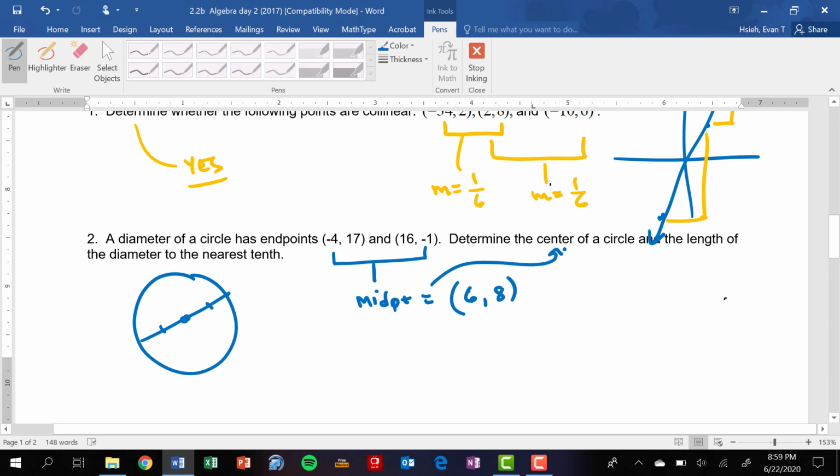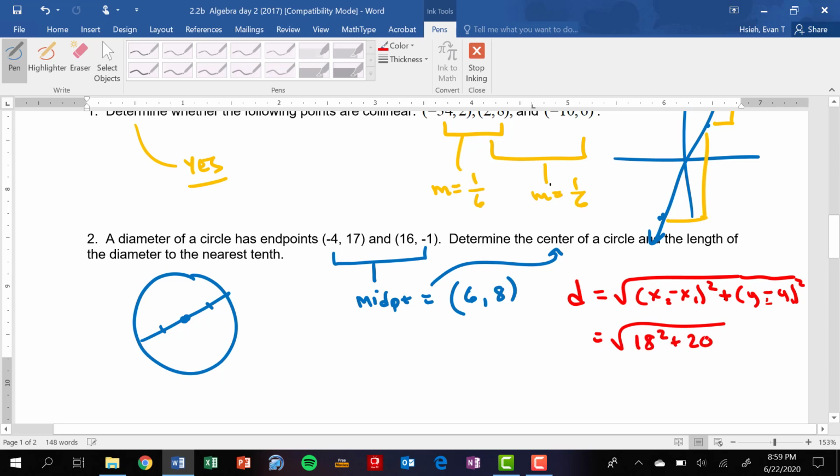And if I want to find the length of the diameter, all I'm going to do is plug this into the distance formula. Distance is equal to the square root of the difference between the x's squared plus the difference between the y's squared. When I plug this in, I know that the difference between my x values is 18, I believe, and the difference between my y values is 20. If I simplify this and plug it into my calculator, I get 26.9, and that's it for the first side. So I'm going to jump now to the back side.